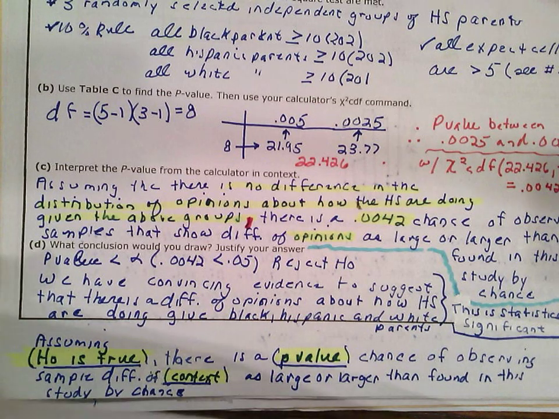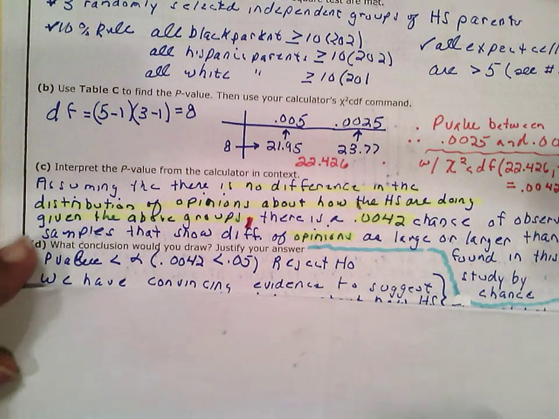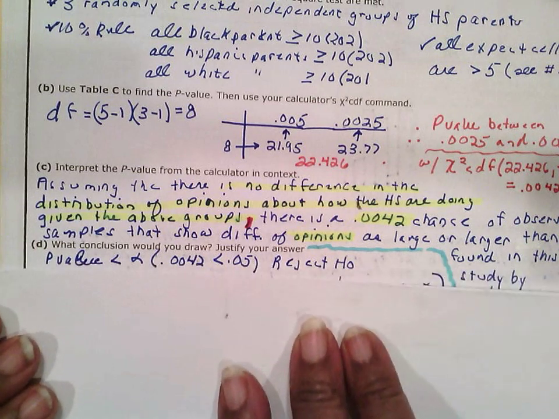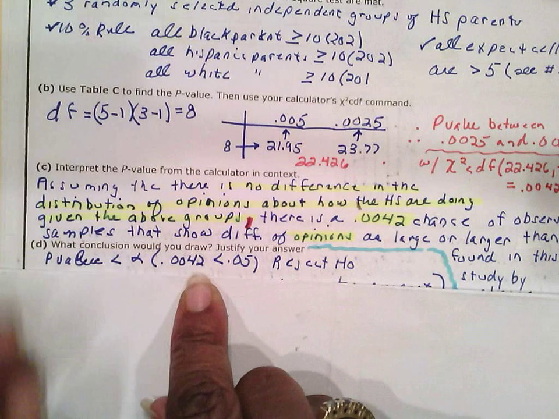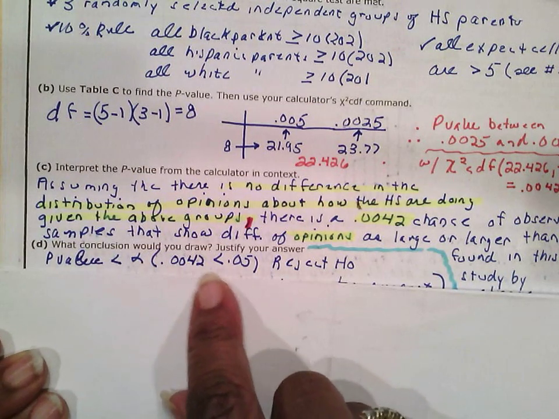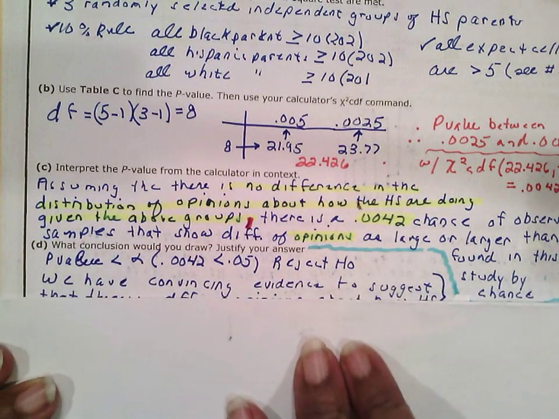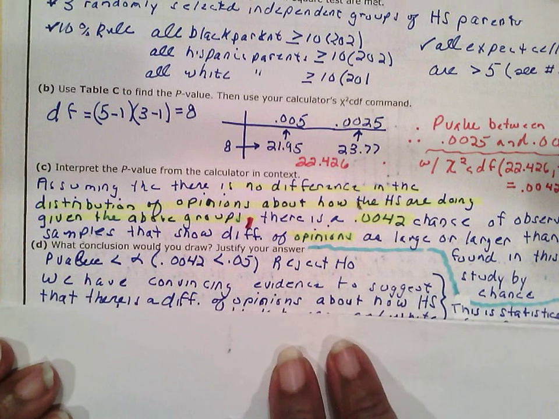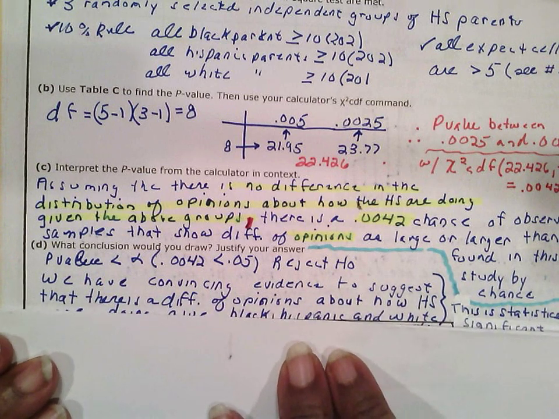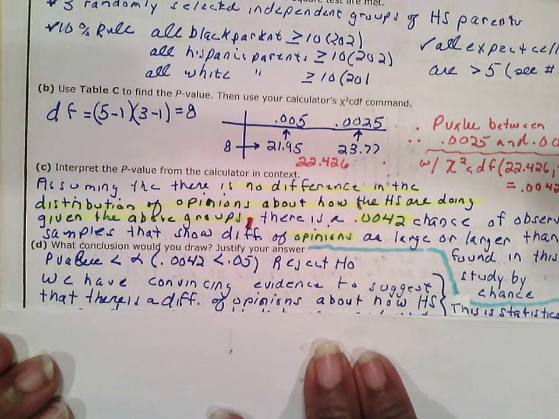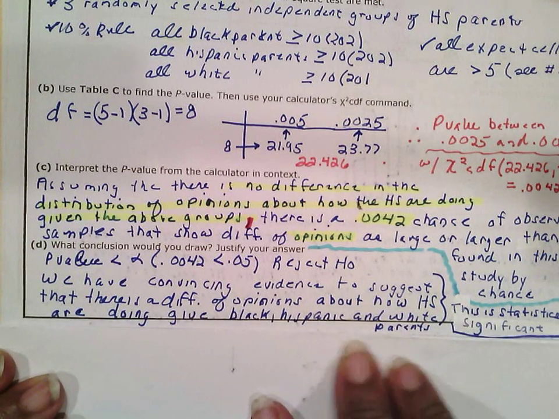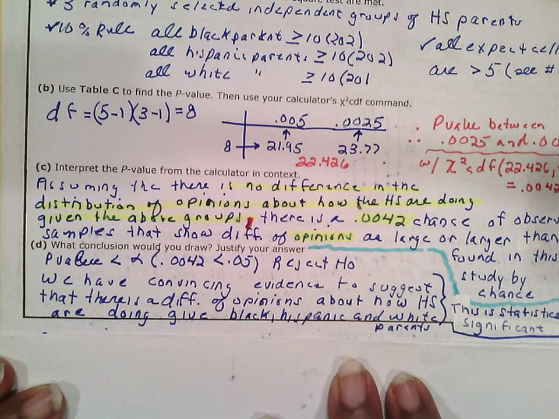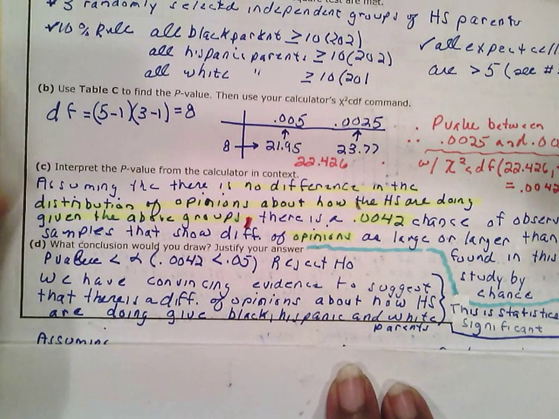And as I wrap this up, now they're asking me finally for the conclusion. Well, I have a p-value that's less than my alpha, so I'm going to reject the H0. So we have convincing evidence to suggest there is a difference of opinion about how the high schools are doing given Black, Hispanic, and white parents. So that is the entire process.